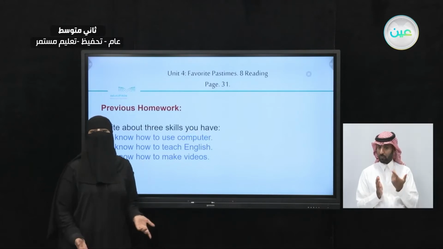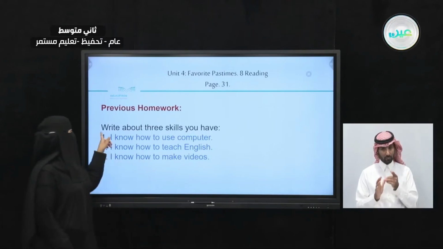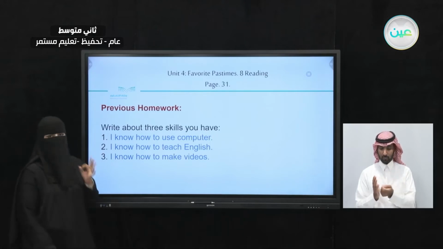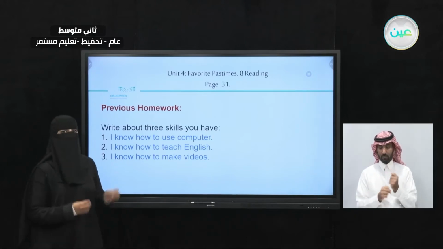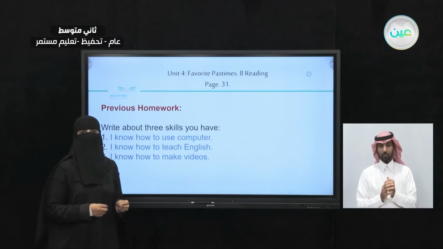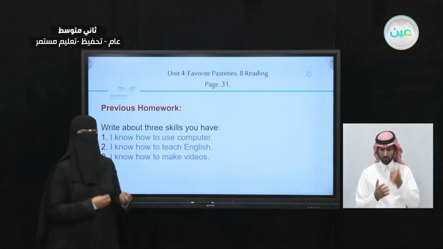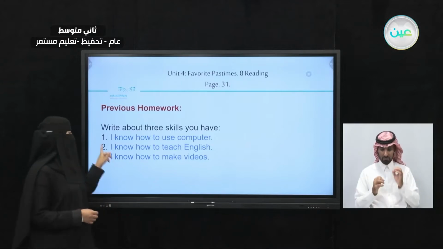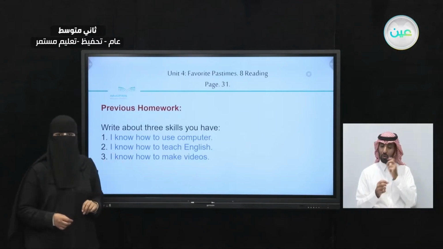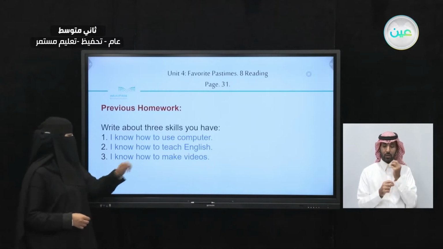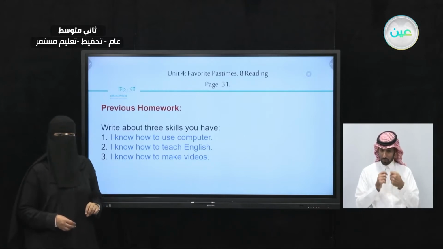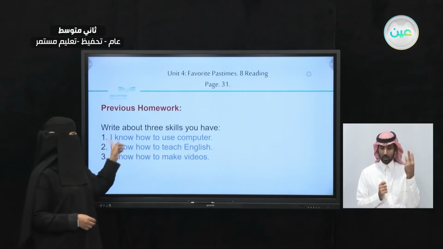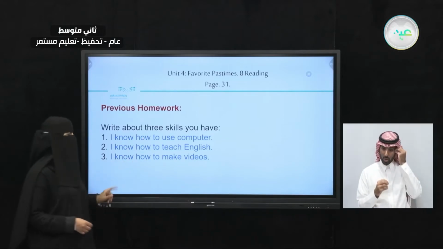What were you asked to do, and what did you do? You were asked to write about 3 skills you have. When you're writing about your skills, things that you can do, you're going to write, I know how. So let's take a look at these examples. I know how to use computer. I know how to teach English. I know how to make videos. So these are 3 skills we used I know how to.